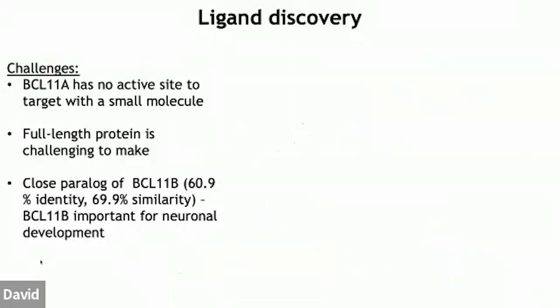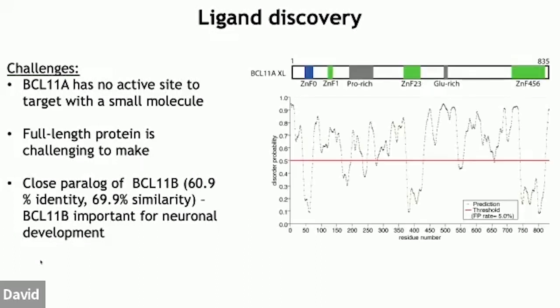Okay, so BCL11A has been known for a while, yet there are no conventional drugs that target it. Why is that? Well, it's one of the traditional undruggable proteins. There are no active sites to target. The full-length protein is really difficult to make, so even entering it into screens is quite challenging. And then it has a specificity issue. There is another protein with which it shares a high sequence identity that has important roles in neuronal development. And so you would like to create ligands that are specific for BCL11A over that paralog.